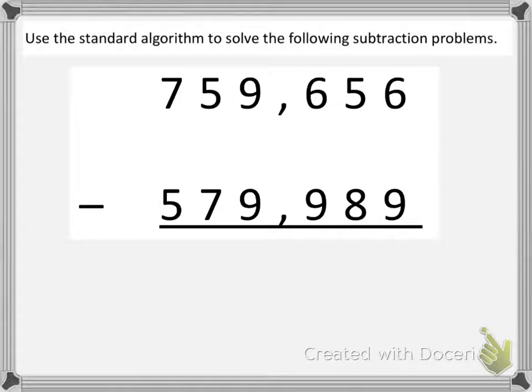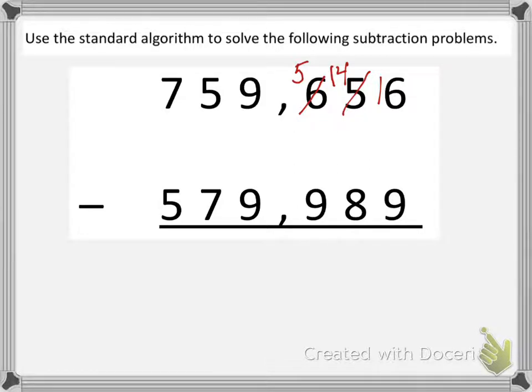So if we look at the ones, 6 ones take away 9 ones, we can't do. So we need to go to the tens and take 10 away from the tens. And when we do that, this becomes 4 tens, and now we have 16 ones. But now if you notice, we can't do 4 tens take away 8 tens. So we need to go to the hundreds and take 100 from them. And when we do that, this is left with 5 hundreds, and we're giving that extra one to the tens. Now it becomes 14 tens.